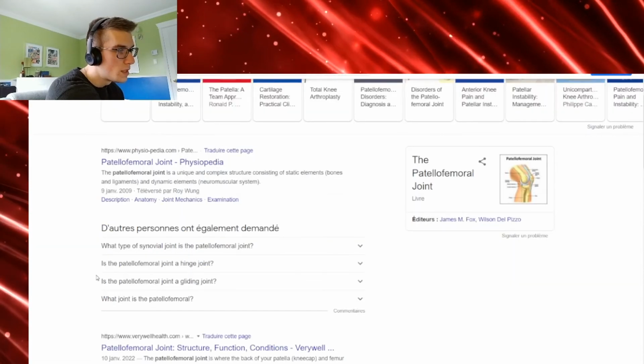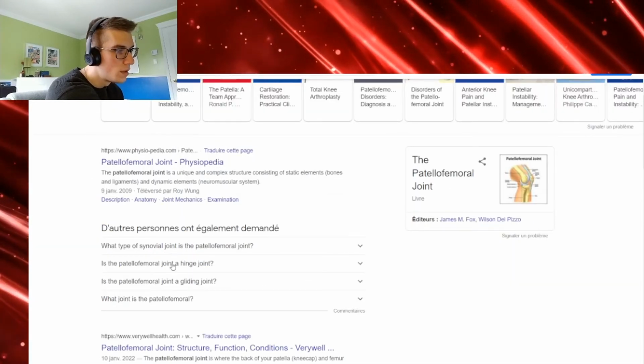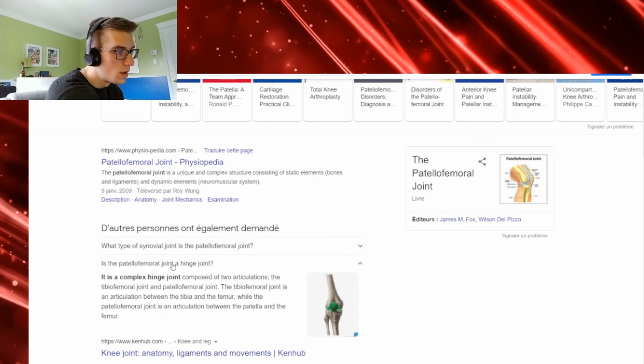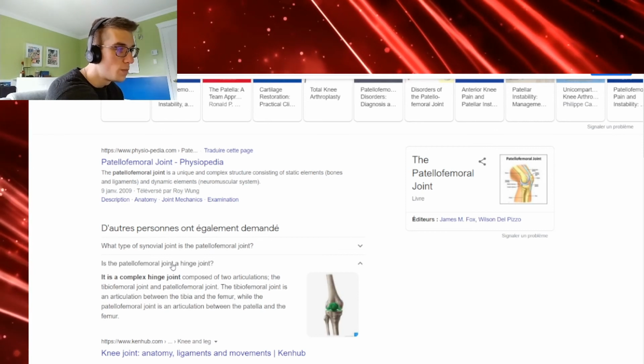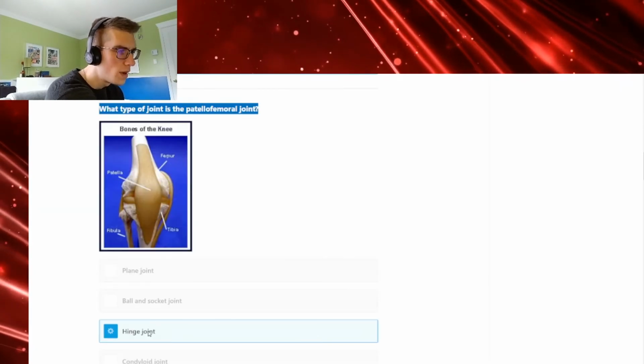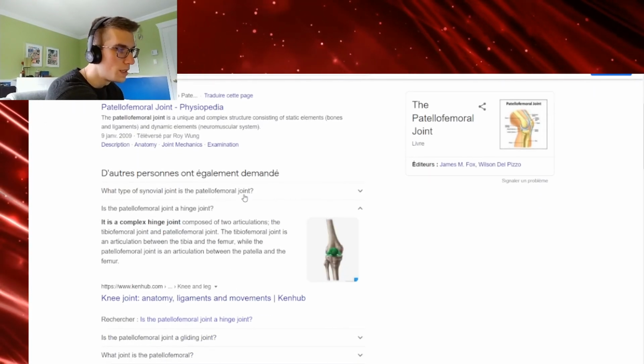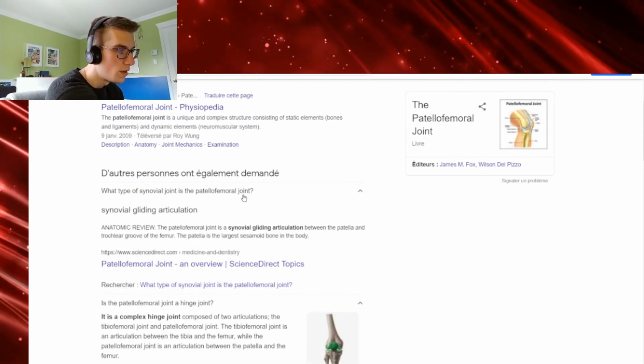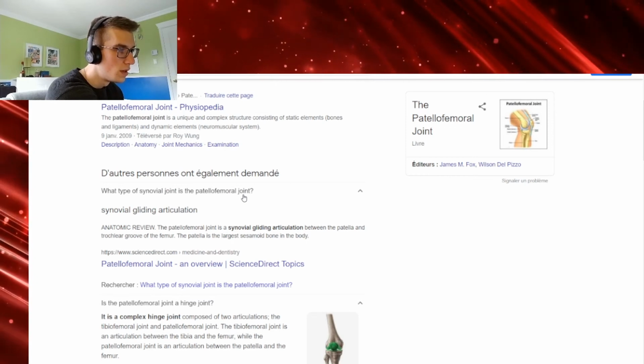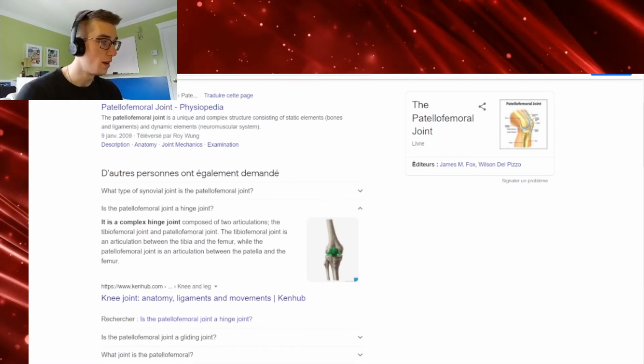Is it a sesamoid joint? It is a complex hinge joint. So is this what I said? Yeah, hinge joint. There you go. It's a complex hinge joint. It's also a synovial articulation. Alright. Another good thing.